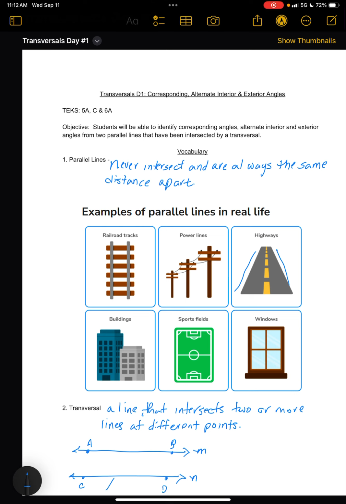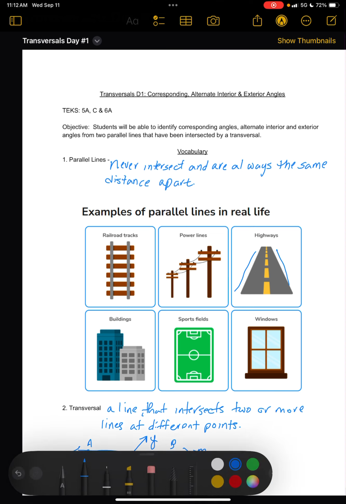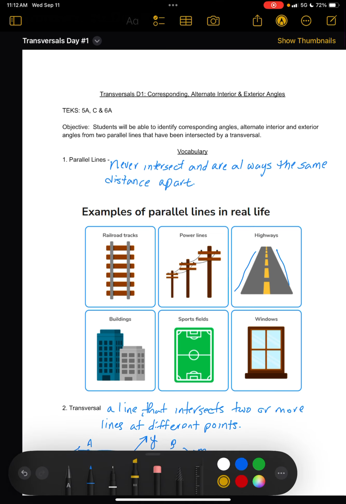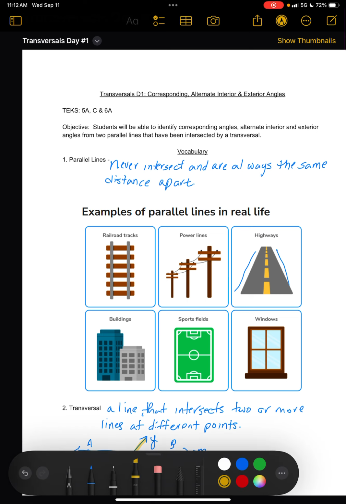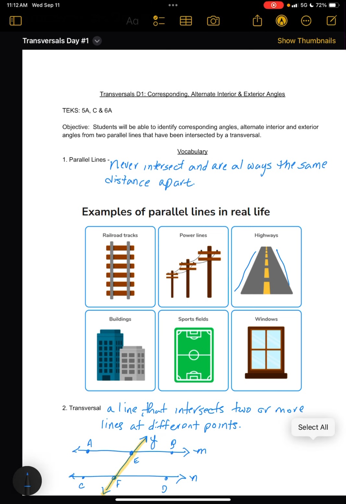I'm going to cut those two parallel lines with that line. That line is what we call a transversal. It's going to intersect at F, intersect at E, and the line itself is line Y. So this whole line through here, that's my transversal. The transversal is just the line that intersects two other parallel lines. And when we do that, it creates some angles for us, okay?